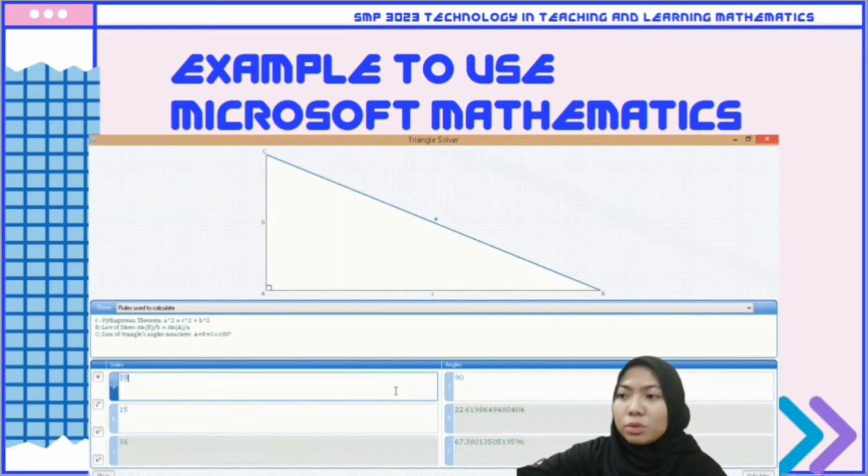So after that, we need to calculate. Then it gives the answer. The side C is 36. And the angle of B is 22.62 degrees, and the angle C is 67.38 degrees.